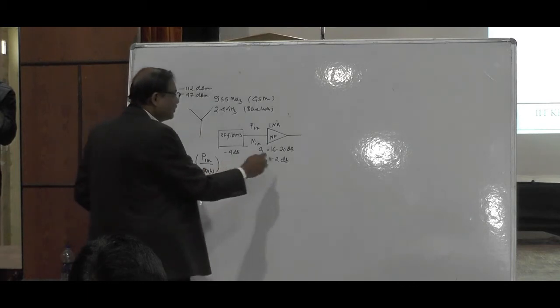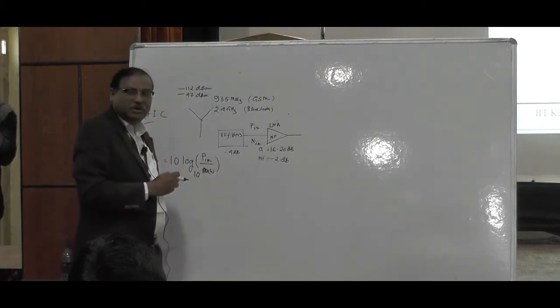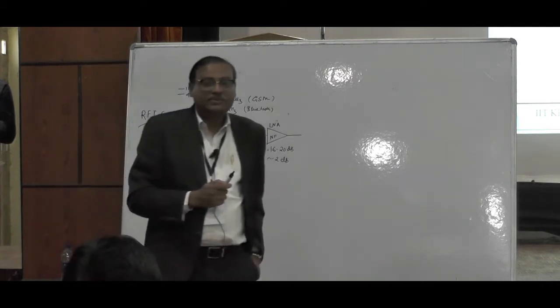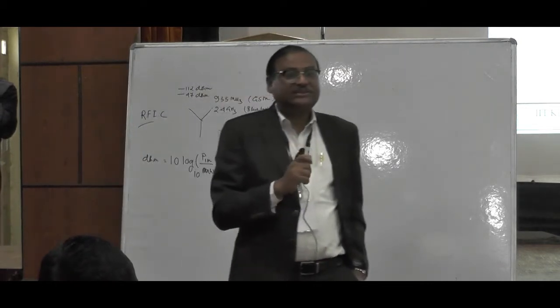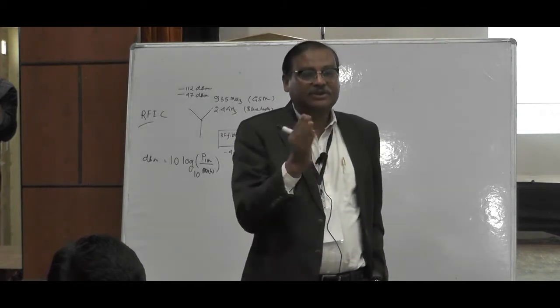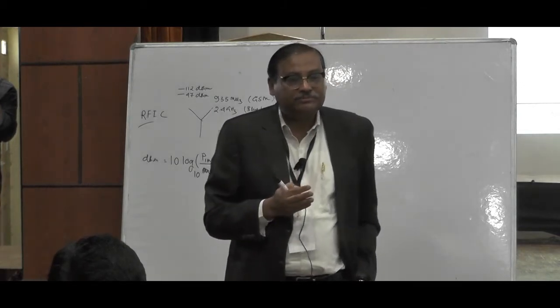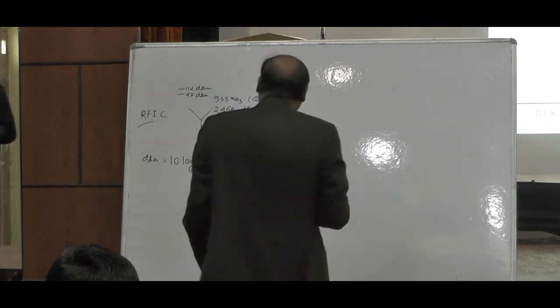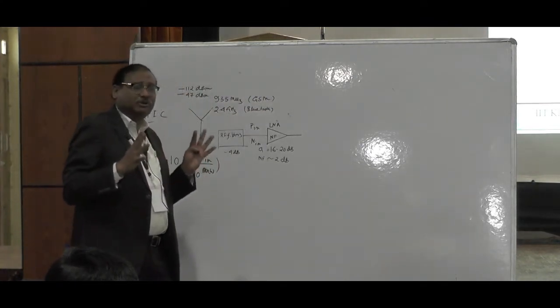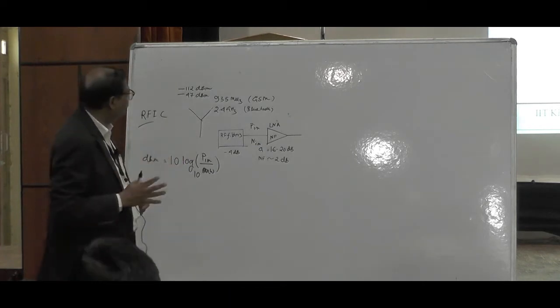116 minus 120 plus 20 dB. How much will it come? So minus 96 dBm. And if you calculate that, it will be something like a nanowatt. So the signal that is coming in is very, very feeble. It is not a very huge signal.